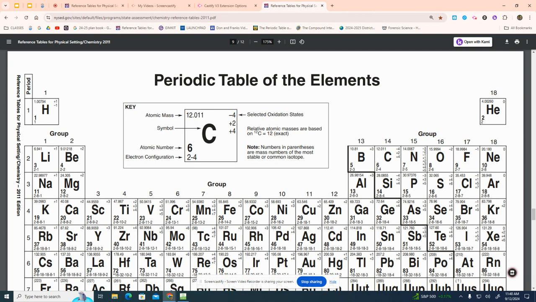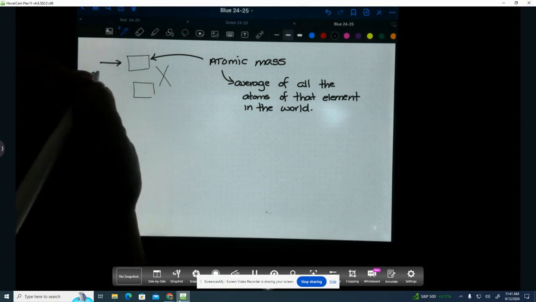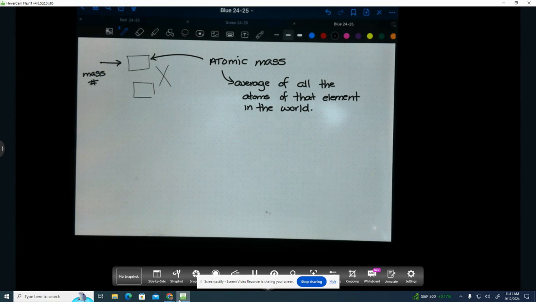Now, that number that is an average is called the atomic mass. There is another number, it's in the same spot, but it will be a whole number. That is called the mass number. So this box can also be something called the mass number. The mass number is the exact mass of that exact atom. The daddy weighs 205 pounds. That is his mass number. The baby weighed 15 pounds. That is its mass number. Okay? The average is all of them together, and that is what's given on the periodic table, the average. The mass is the mass of each individual atom.